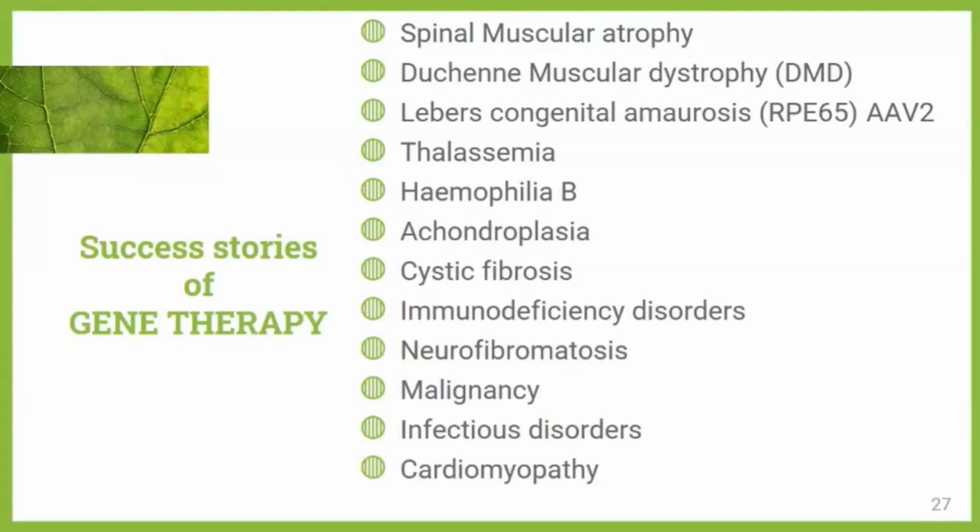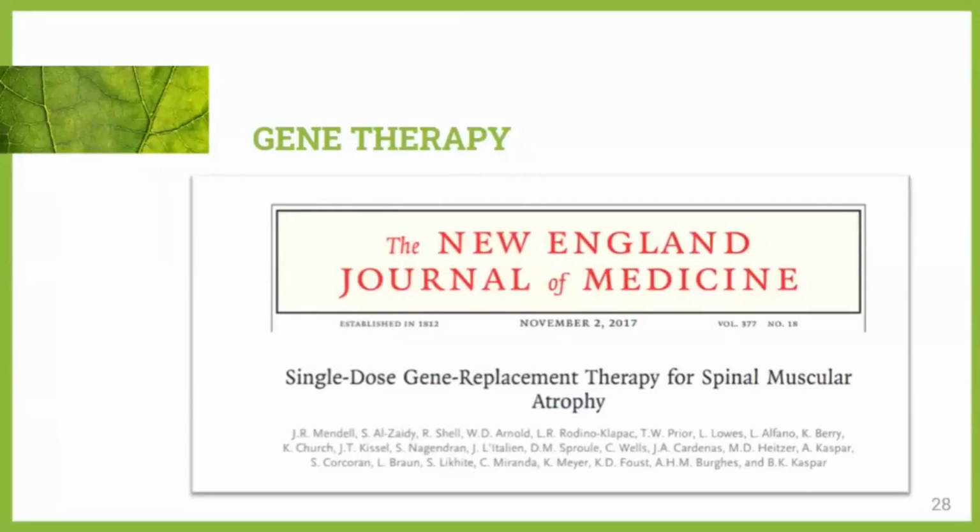People will feel that it is available. For example, SMA also, you know. I think I put one slide: single-dose gene replacement therapy for spinal muscular atrophy. Definitely, if it came in NEJM, there should be some response, because it's a breakthrough. Geneticists like us also felt that. I still remember when this came, madam phoned all of us and discussed.